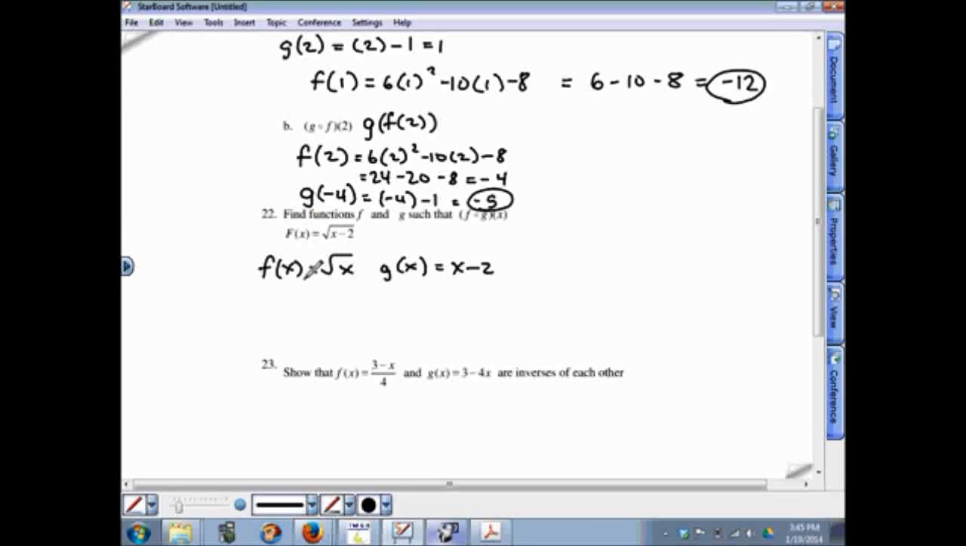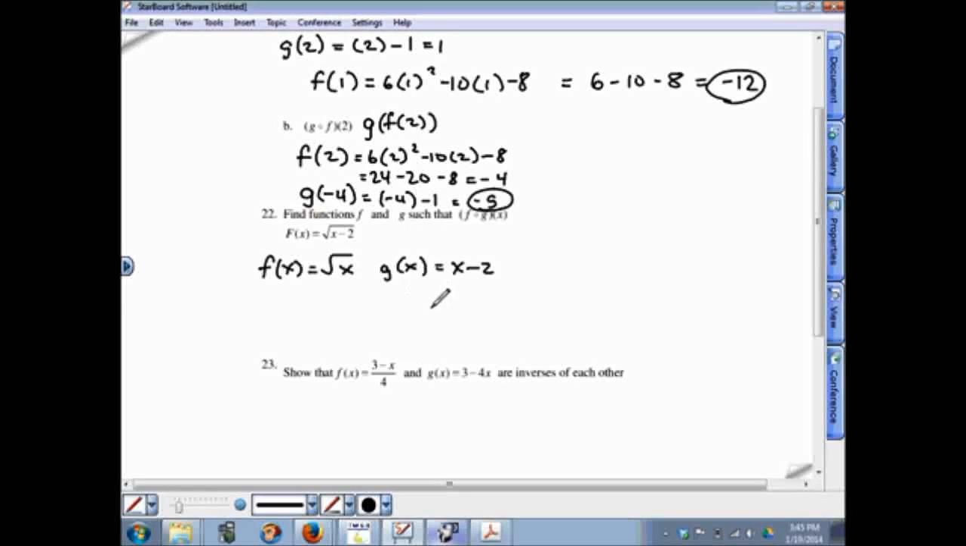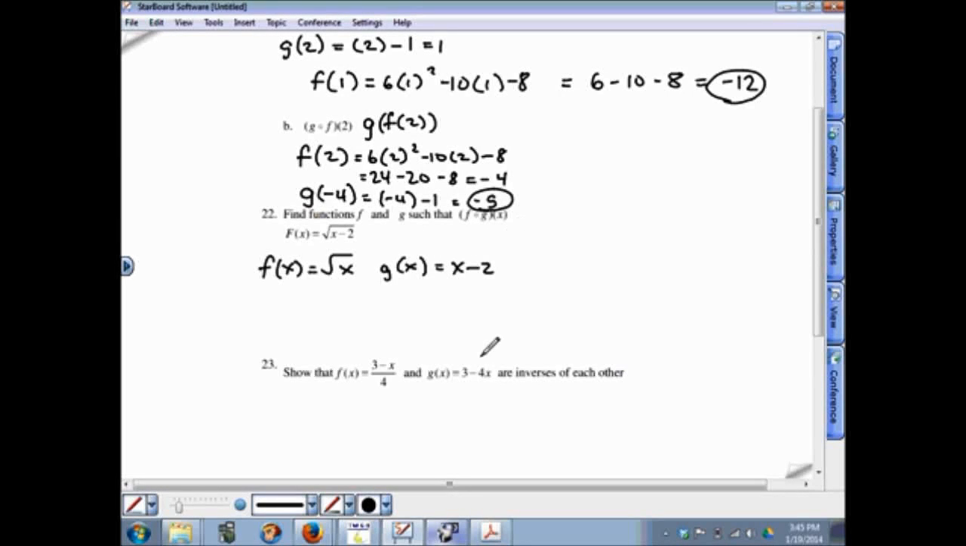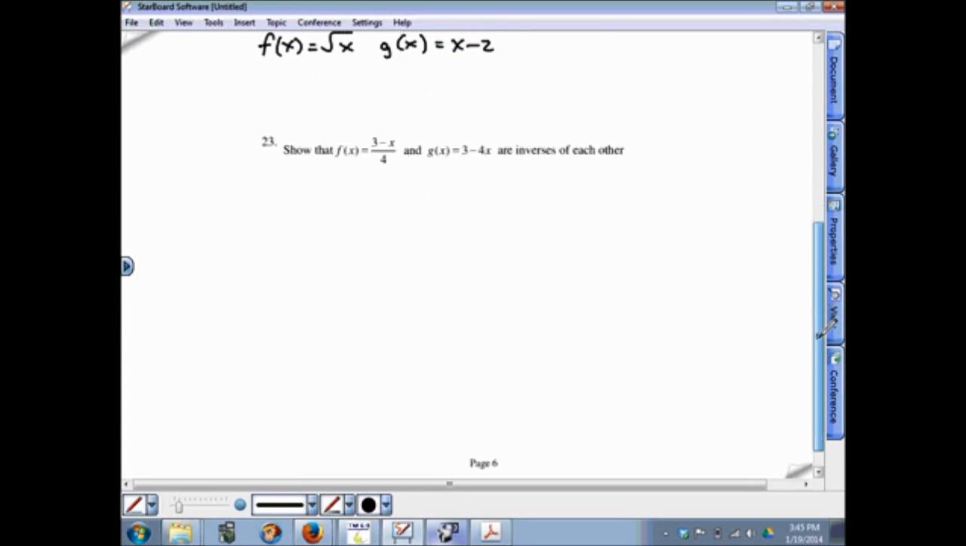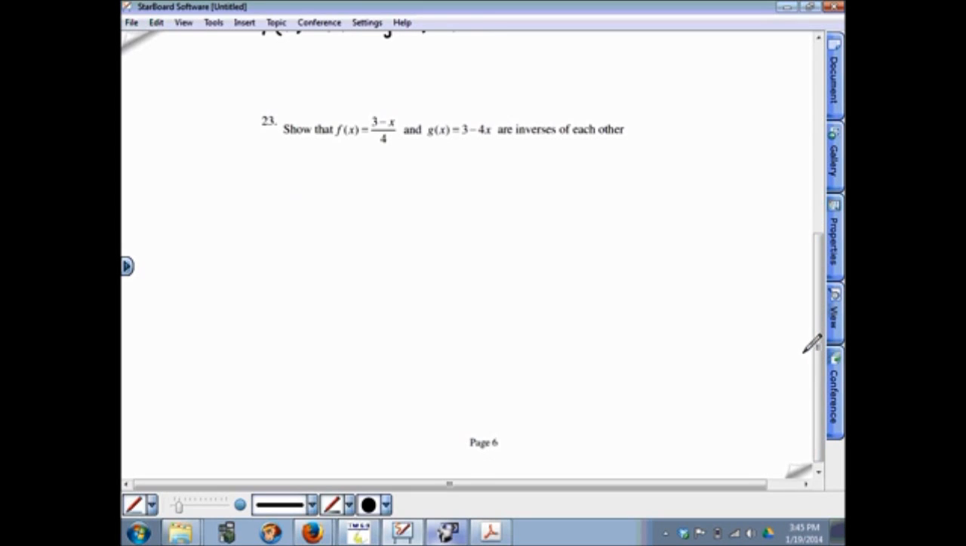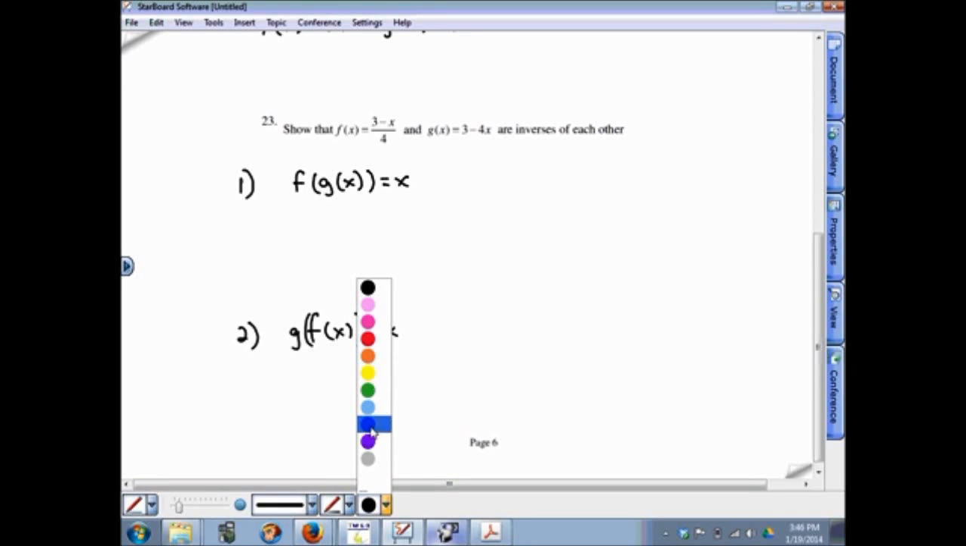So that's all they were really asking you to do on this problem: find the two functions such that when you place them together, or when we form the composition, it would give you capital F of x. Now question 23, I mentioned this in class in lesson 3.7. There's only one acceptable way to answer 23. For part 1, show that f of g of x is equal to x, and for part 2, show the other composition, g of f of x, is also equal to x.